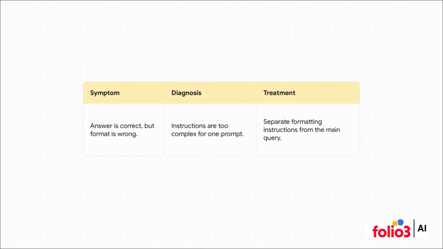Oh man, have you ever felt this pain? You get a brilliant answer, but it's not the JSON you specifically asked for. This happens all the time. Turns out LLMs are much better at doing one thing at a time. If you ask it to solve a complex problem and format it perfectly in the same breath, it can get confused. So the fix is beautifully simple. Separate your concerns. Get the correct answer first, then make a second, simpler call to just handle the formatting.